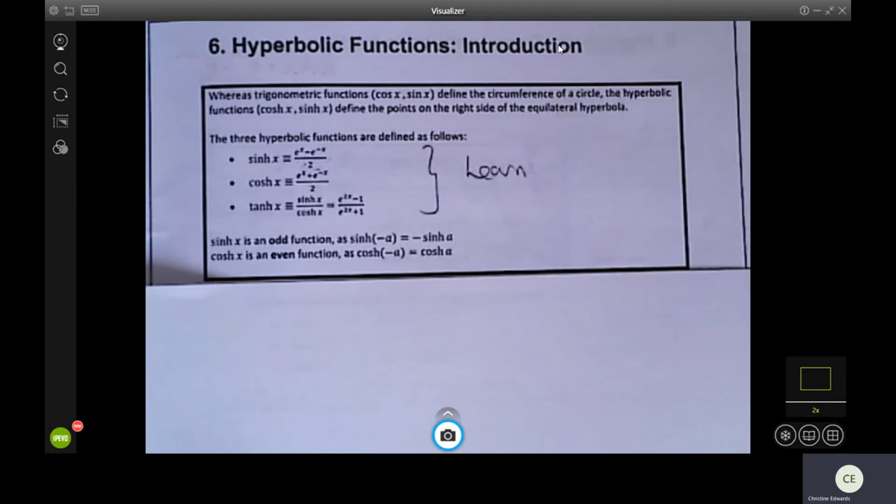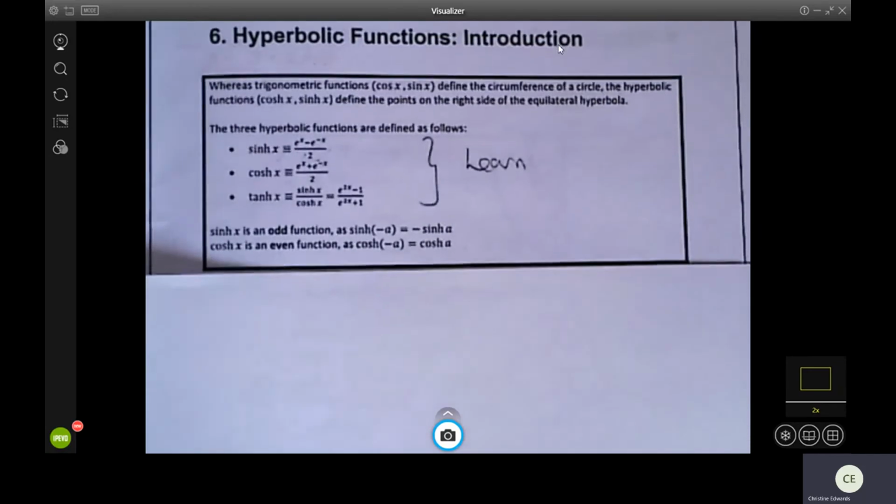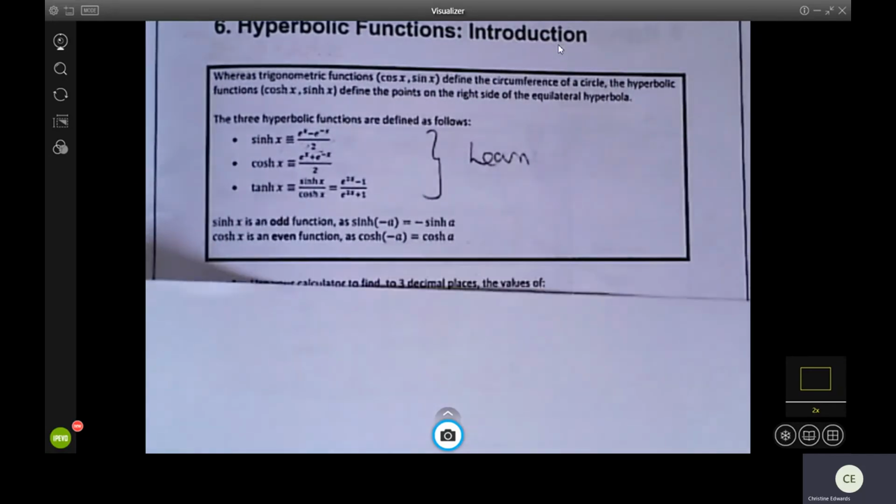Now, for hyperbolics, we are going to find values for hyperbolic functions. We are going to become familiar with their inverse and their graphs. We will then solve hyperbolic equations and finally differentiate and integrate them. So let's have a look at question 1.